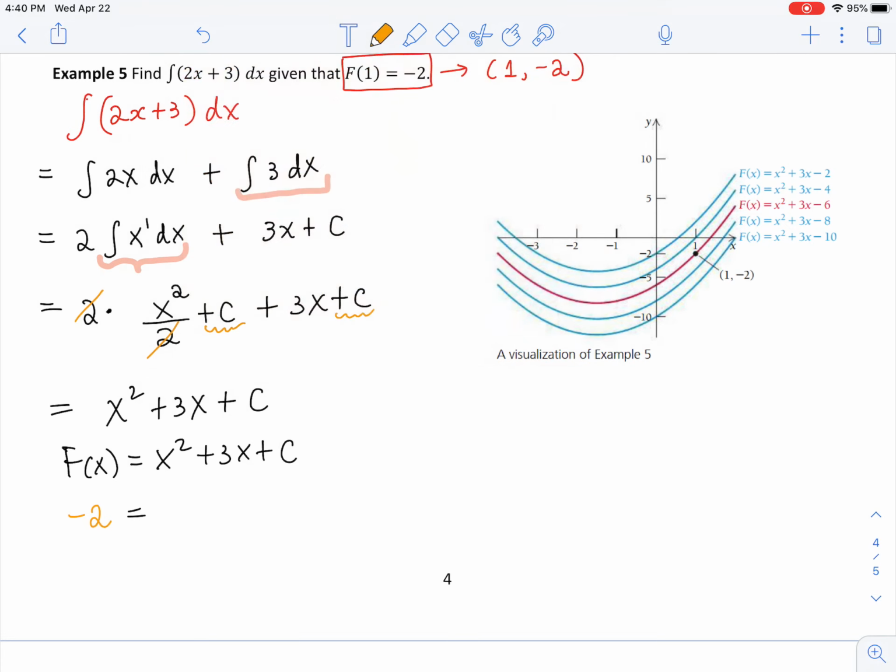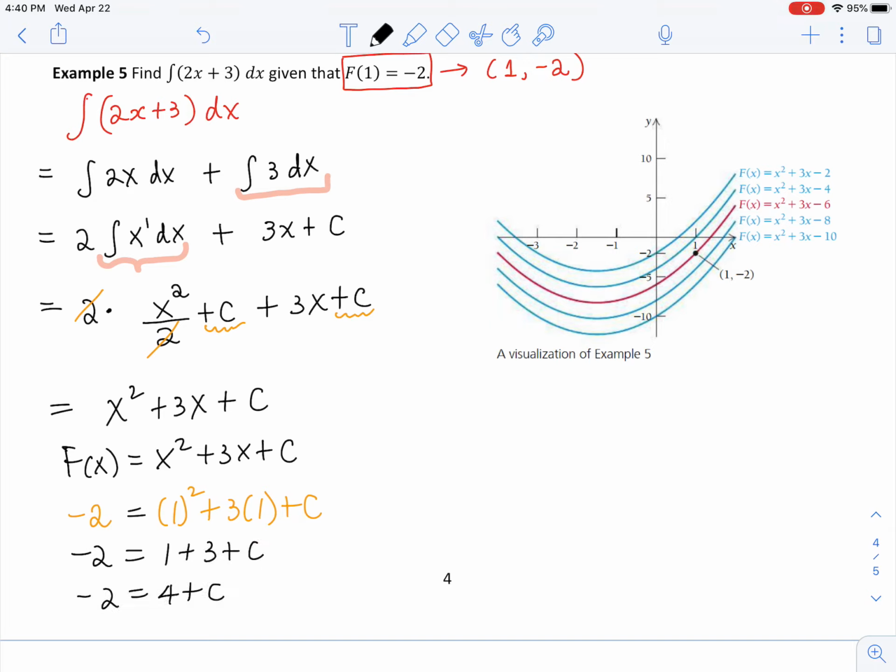Okay, but here's the thing though. Didn't they say this function goes through the point 1, negative 2? So here's what I'm going to do. I'm going to plug in 1 for x and negative 2 for y. So I'm going to get negative 2 equals 1 squared plus 3 times 1 plus c. If I evaluate this, I'll get negative 2 equals 1 plus 3 plus c. Negative 2 equals 4 plus c. Therefore, c comes out to be negative 2 minus 4, negative 6.